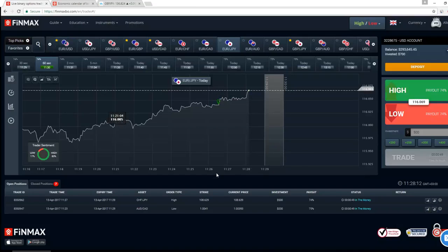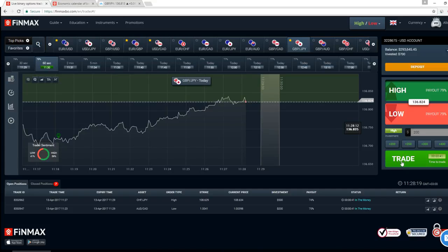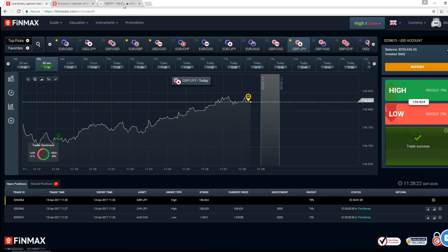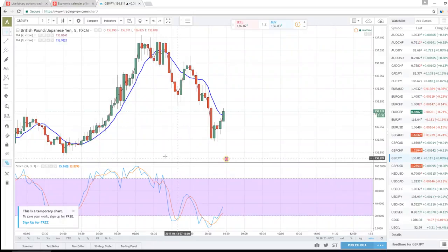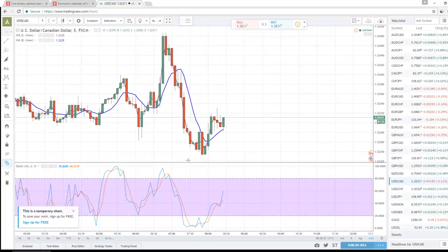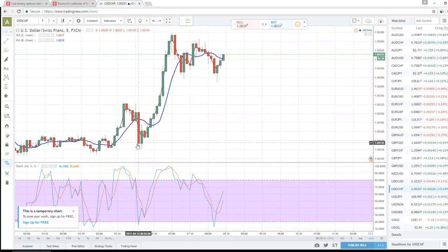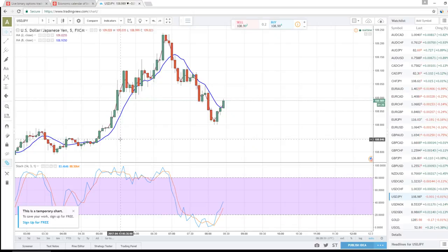British pound to Japanese yen. Also, I will enter for 1 minute for high. Pretty interesting situation. I forecast the growth within the next 5 minutes, so there is pretty high probability that the trade for 1 minute will also bring profit.